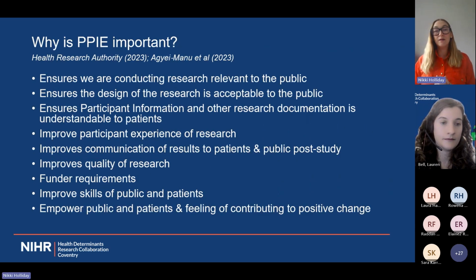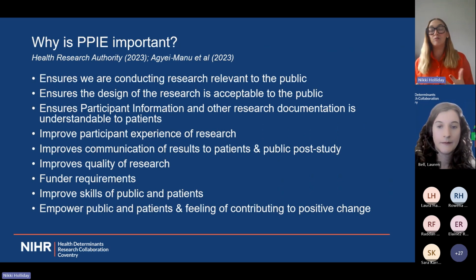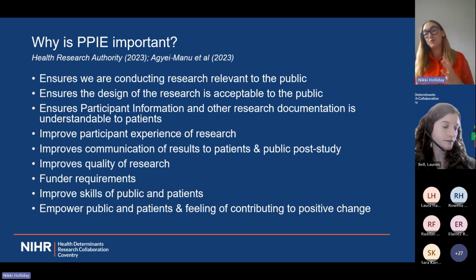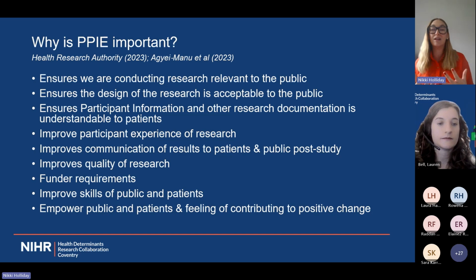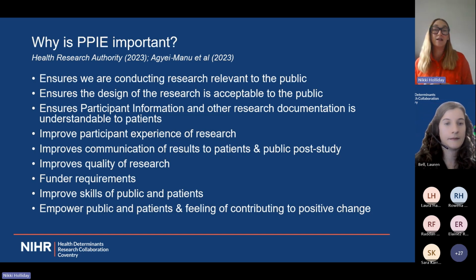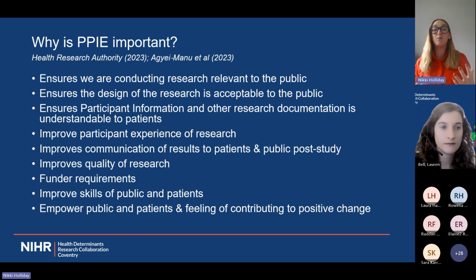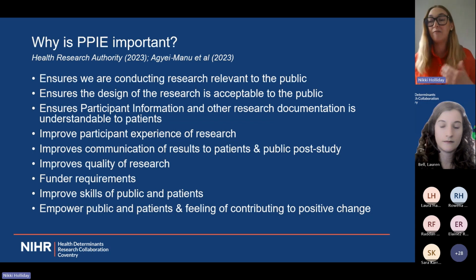Why is it important? First of all, it ensures that we're conducting the research that's relevant to the public. We're not just presuming we think we know what's important and what's relevant to be looking at in society. It also ensures that the design of the research is acceptable to public, and we don't want to waste time or resources developing a research project where the methodology just isn't acceptable to the public, and therefore we don't get people taking part as research participants.